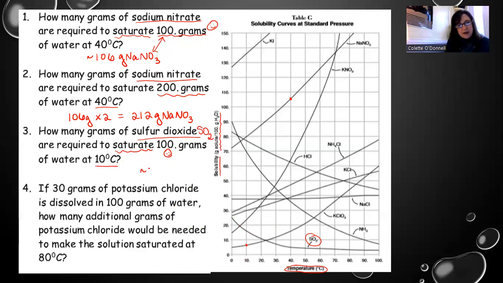I might say something around 7 grams of sulfur dioxide is going to be in a saturated solution at that temperature in 100 grams of water. All right, so let's have a look at number 4.